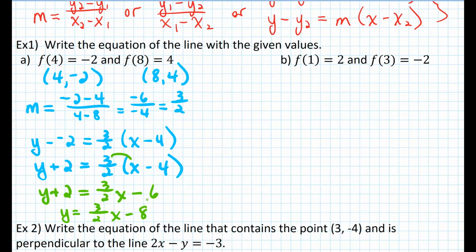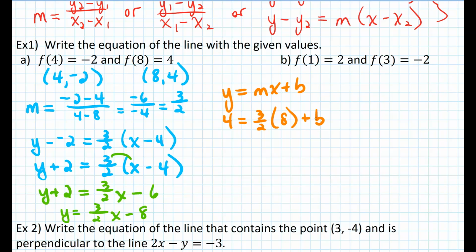No. Okay, so we have another way. We could start with y is equal to mx plus b. We already know that m is going to be 3/2, and again, we can just pick either of those points. I would go with the (8, 4) just because they're both positive. So I'd plug in y is equal to 4, m is equal to 3/2, x is equal to 8, plus b.